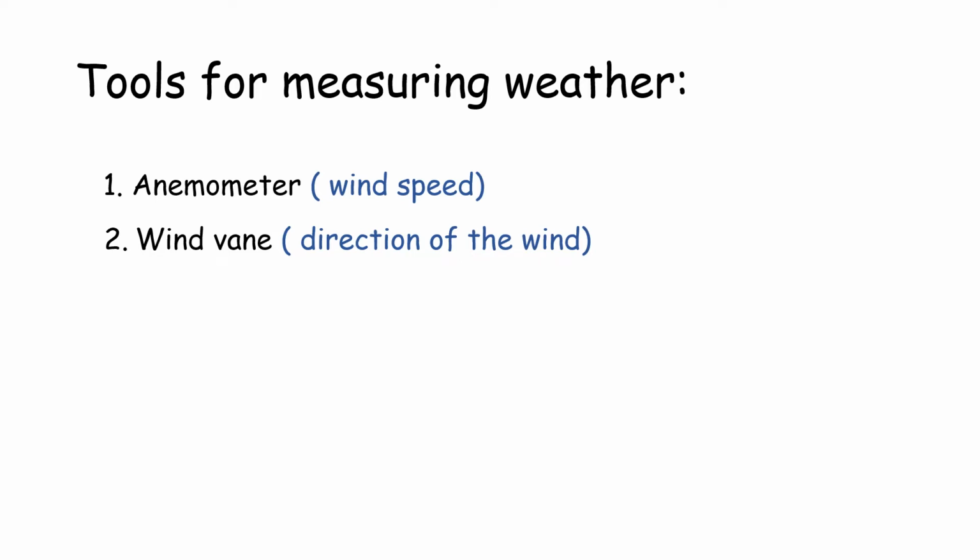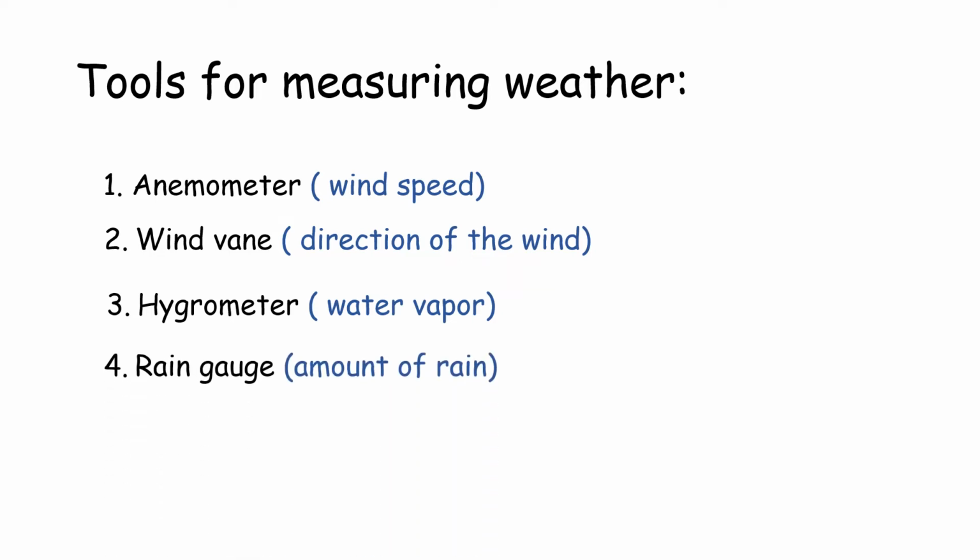Number 2, wind vane. Number 3, hygrometer. Number 4, rain gauge. Number 5, barometer. So we have 5 tools for measuring weather: anemometer, wind vane, hygrometer, rain gauge, and barometer.